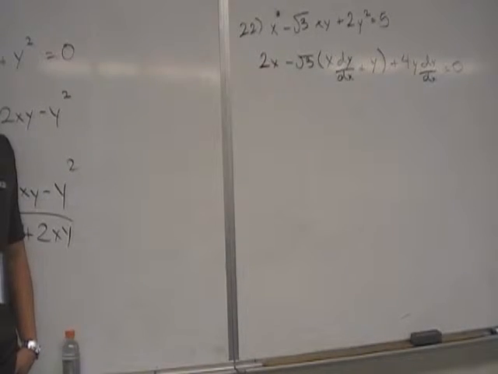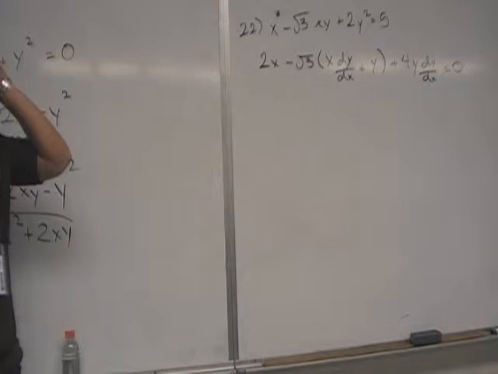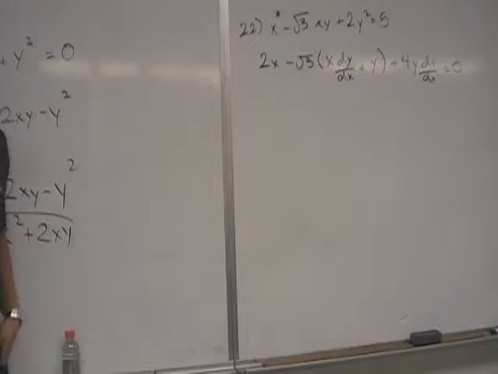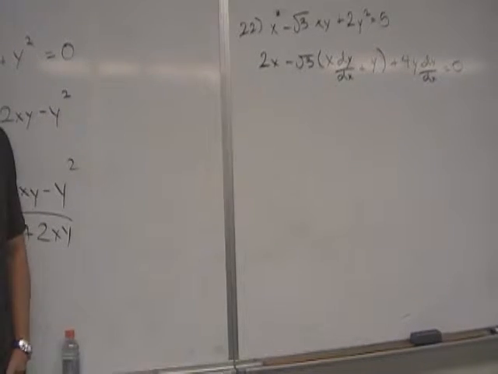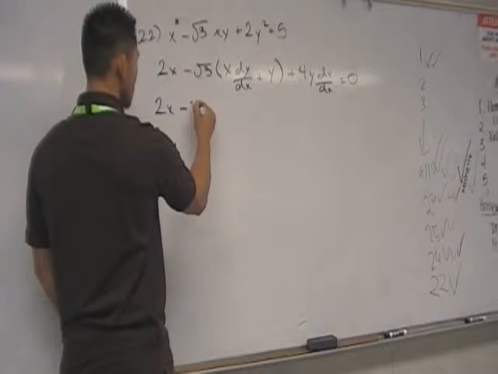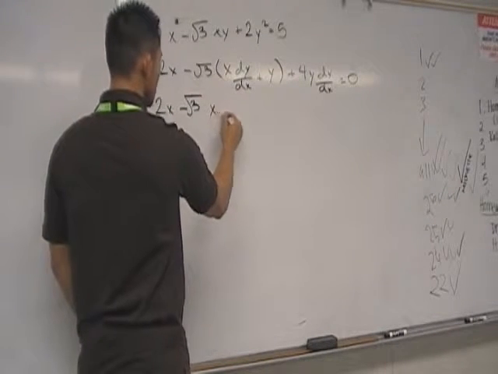Alright, questions so far? Wait, so we just ignore the 5? No. What's the derivative of 5? Oh. Alright, let's distribute the square root of 3.